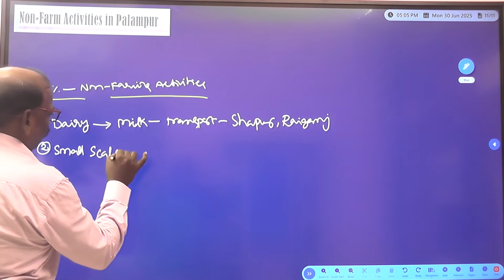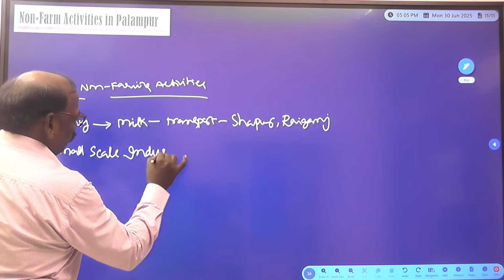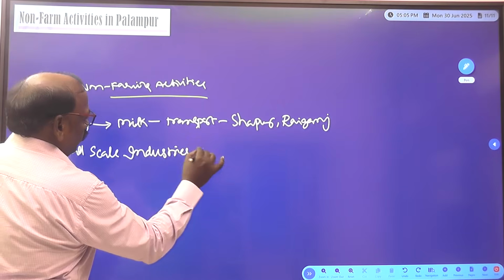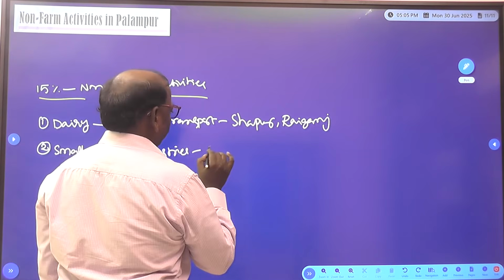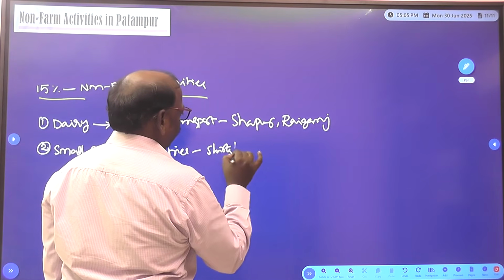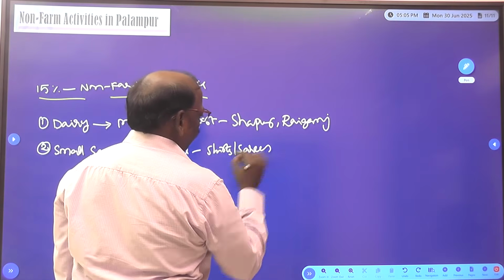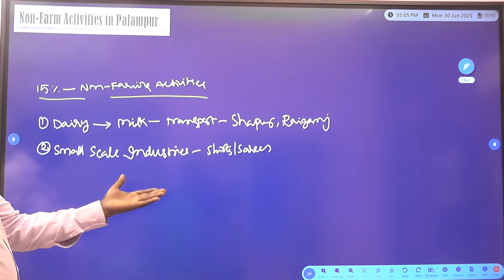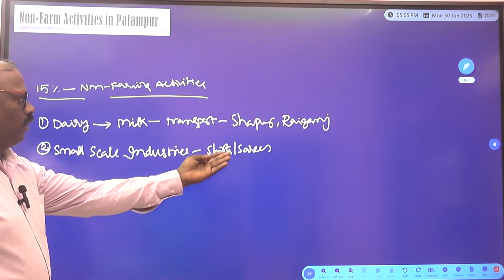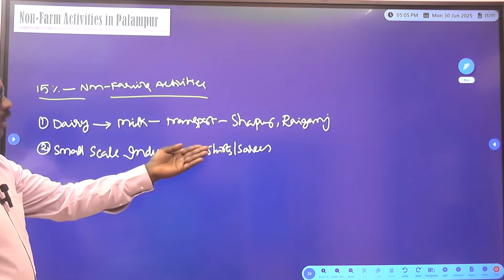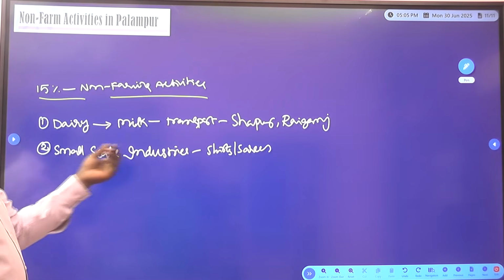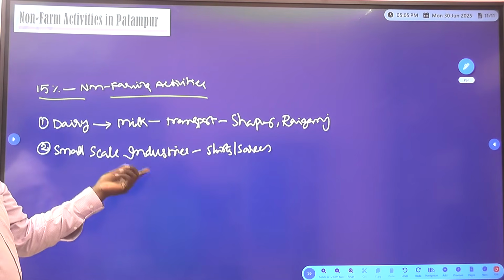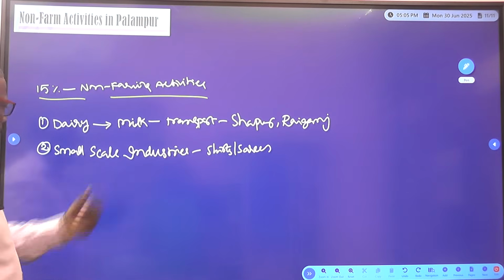small scale industries. For example, they make some shirts, saris and all. So they maintain a small scale industry. There the people buy the shirts and saris rather than going to Shahpur or Raniganj, because a small scale industry has been established in Palampur village.